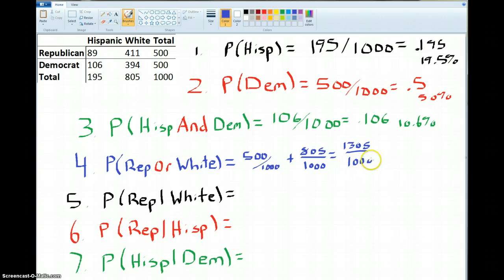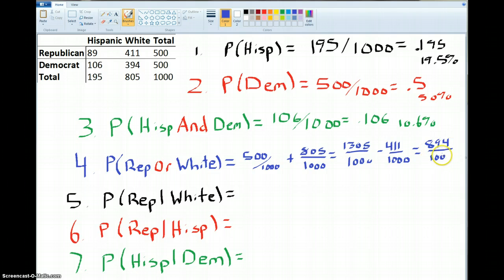That's more than 1. And remember, probability has to be between 0 and 1. The reason is, with these OR probabilities, we have to always make sure we subtract what they have in common. So in this case, we'd be subtracting people who are both Republicans and white, because they would have got counted here as Republican and here as white. Looking at our chart, there's 411 people who are both Republican and white. So we need to subtract those 411. And that leaves us with 894.